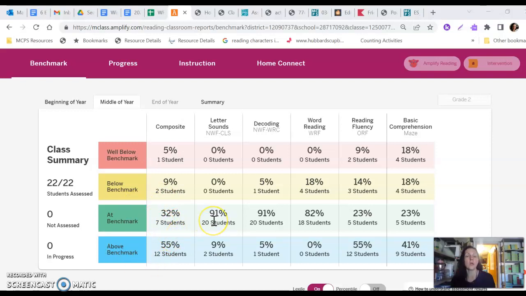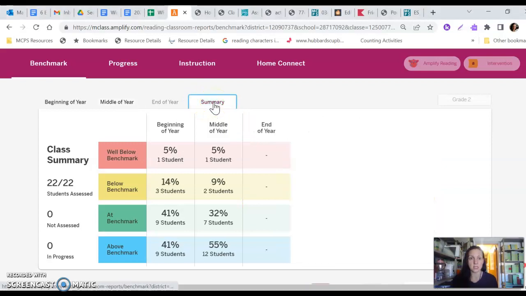Okay. So if you wanted to see how you did from beginning to middle of year, you can easily hit this summary tab up here. You just click summary, and that gives you the instant class summary of the students assessed from beginning of year to middle of year. So we had 1 at the beginning, we got 1 now. We had 3, we went down to 2. We went from 9 to 7, but here, look at this jump, 9 to 12. So we had lots of good growth in this class over the course from the beginning to the middle of the year. Doesn't mean that this student is the same student progress or well below.